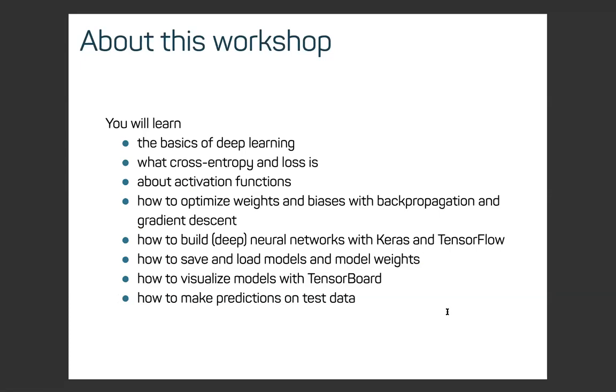So just a few words on what you will learn in this workshop: hopefully the basics of deep learning. A few words that you might encounter when you talk about deep learning are cross-entropy loss, activation functions, optimization of weights and biases, backpropagation, gradient descent. All these words are usually thrown around when people talk about deep learning, and I'm trying to give you a short overview of what these things are and why they are relevant to building neural networks with Keras.